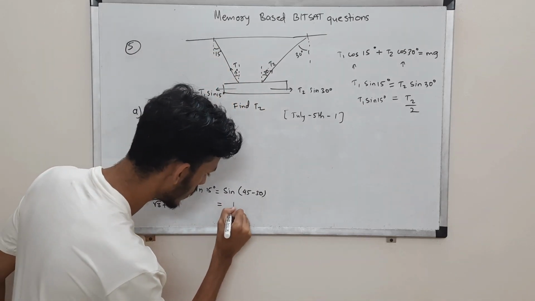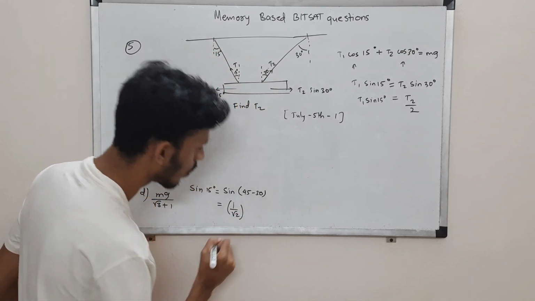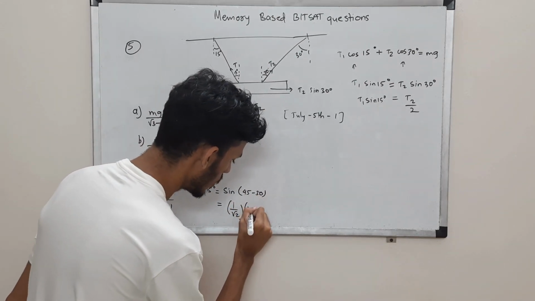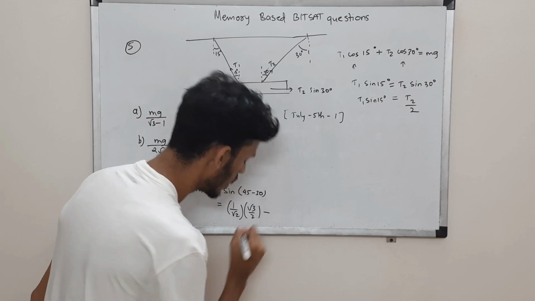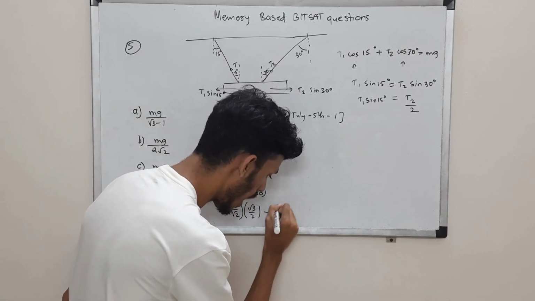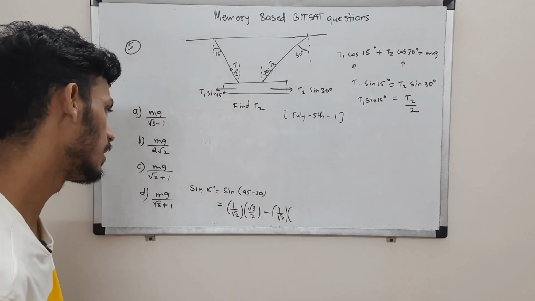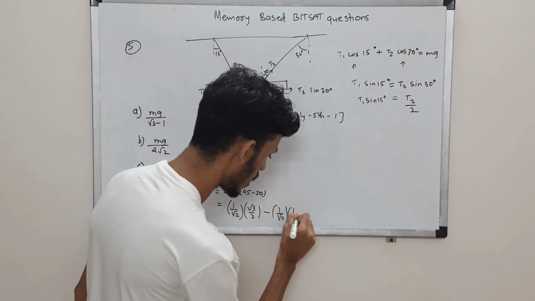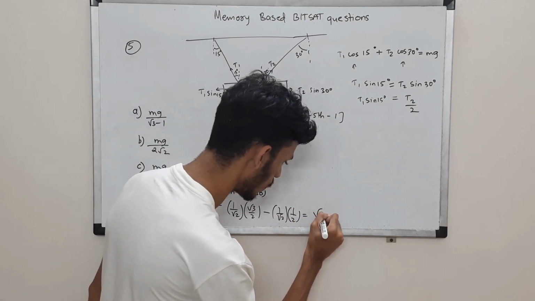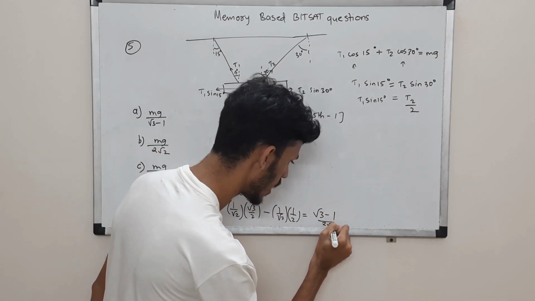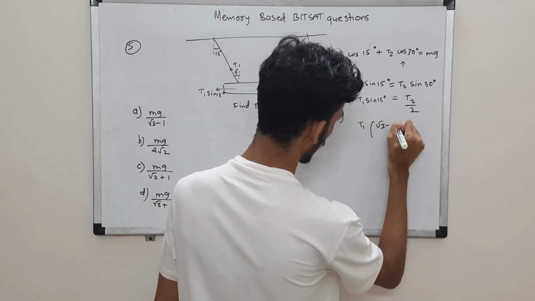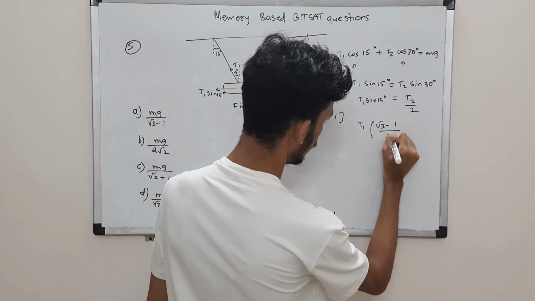So sine A, which is sine of 45, is 1 by root 2, cos B, cos 30 is root 3 by 2, minus cos A, cos of 45 is 1 by root 2, and sine B, sine 30 is half, okay. So if you see, it is root 3 minus 1 upon 2 root 2, okay. This is our sine 15. So let us substitute it over here, root 3 minus 1 upon 2 root 2.